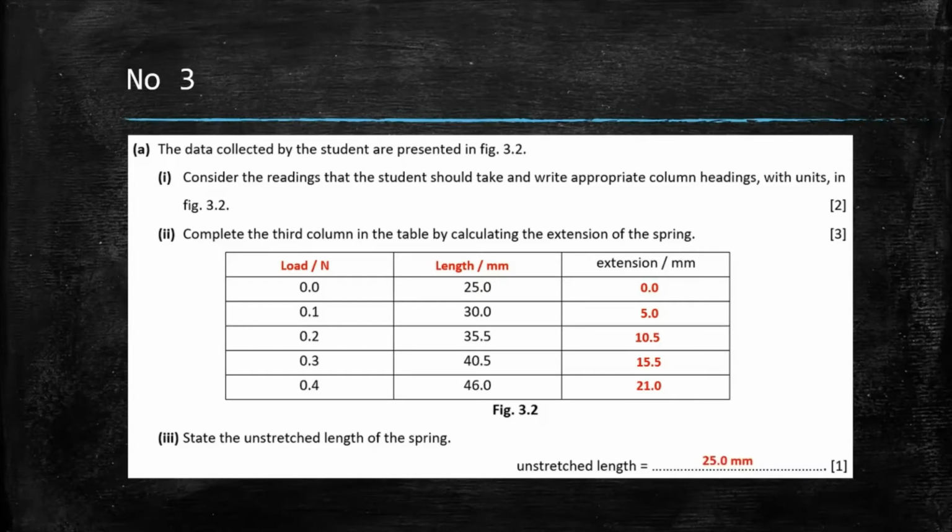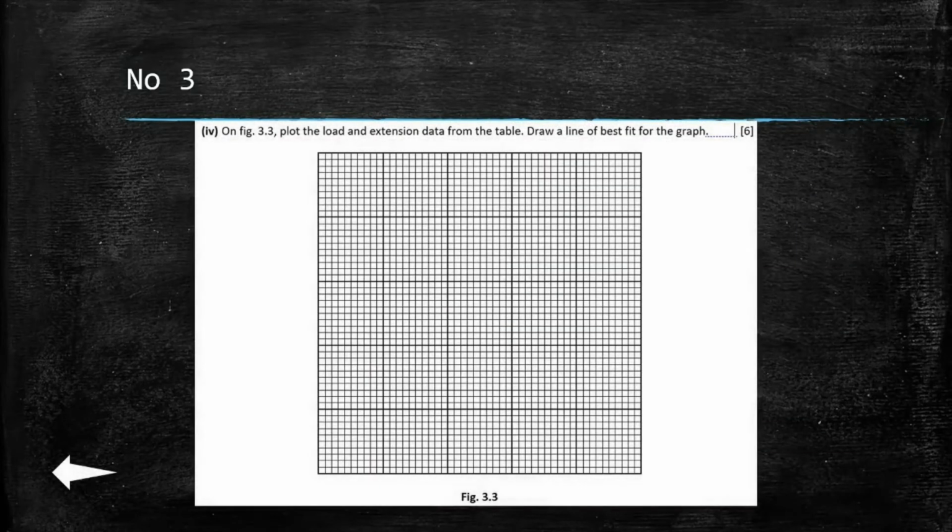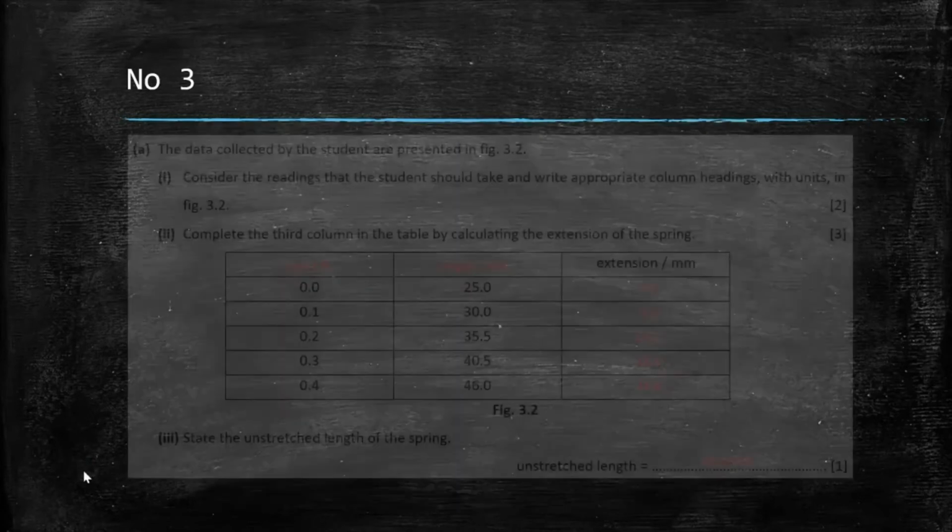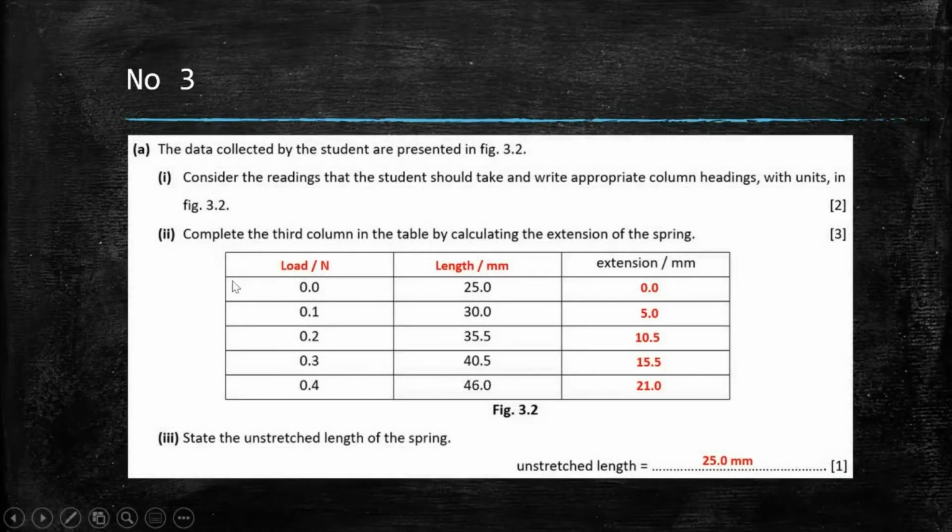Question 3a iv. On figure 3.3, plot the load and extension data from the table. Draw a line of best fit for the graph. Let's check which data we have to plot on the graph. This is the load and this is the extension. So we will use column 1 and column 3 for the data of our graph.